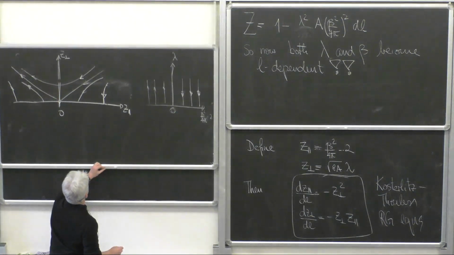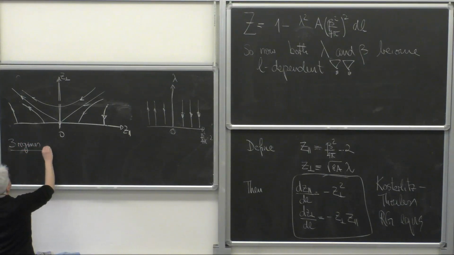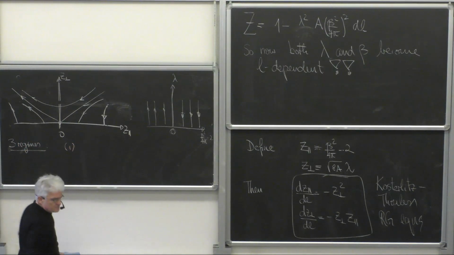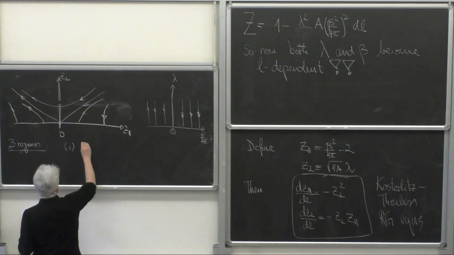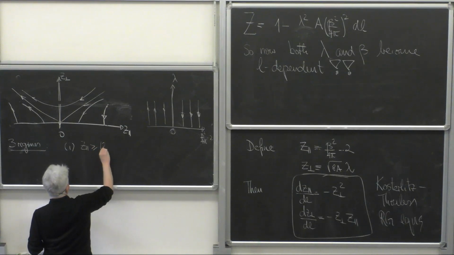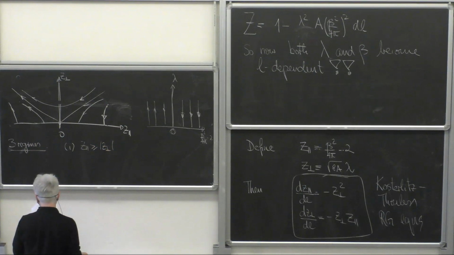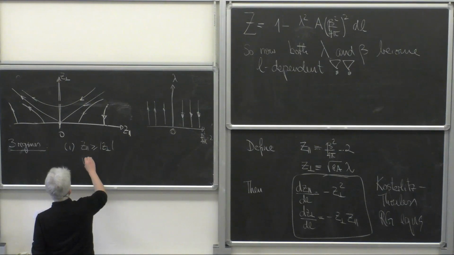So now there are three regimes here. The first regime is when Z parallel is larger than the absolute value of Z perp. This is what's called the weak coupling regime.